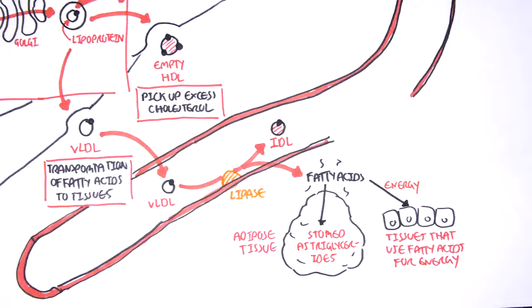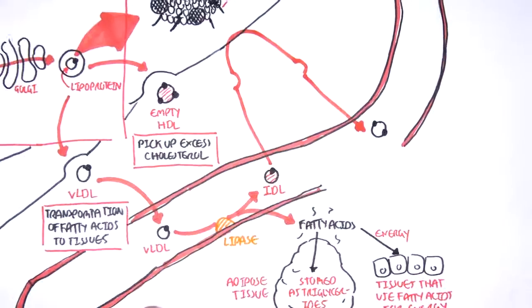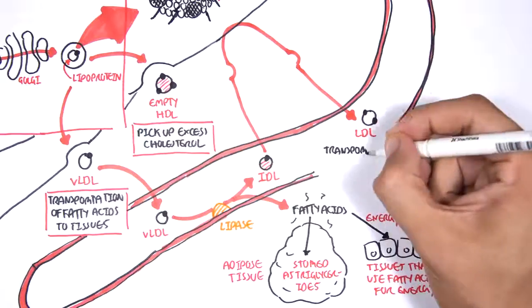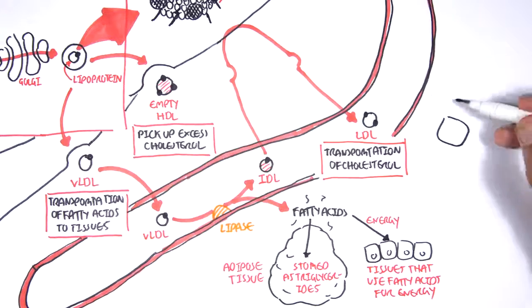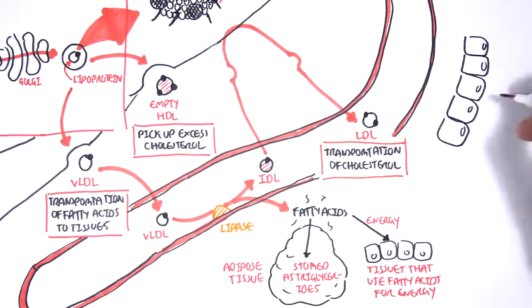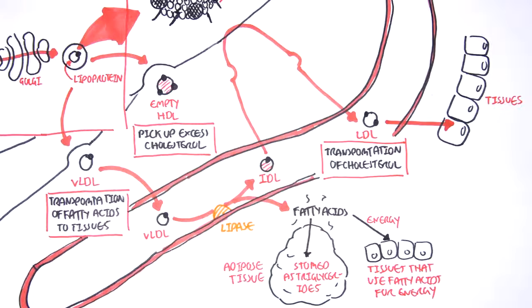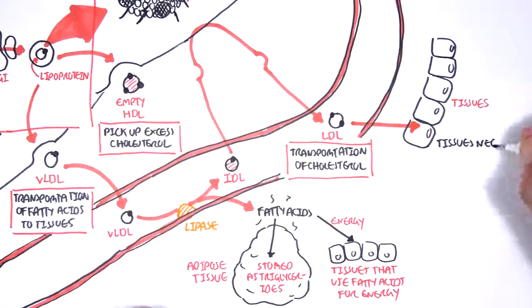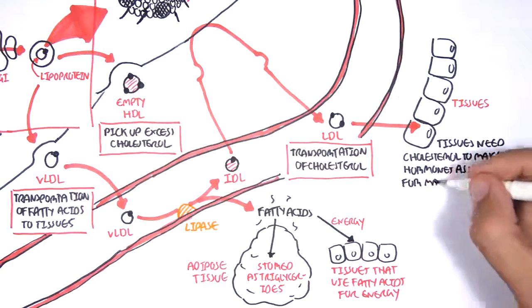The intermediate density lipoprotein, the IDL, can be converted through circulation to become LDL. LDL's main function is to transport cholesterol to body tissues. This means that it contains a lot more cholesterol than any other lipoproteins. So here are some tissues. Tissues or cells need cholesterol to make hormones, as well as maintaining cell membrane integrity.